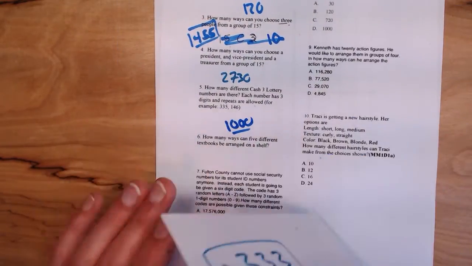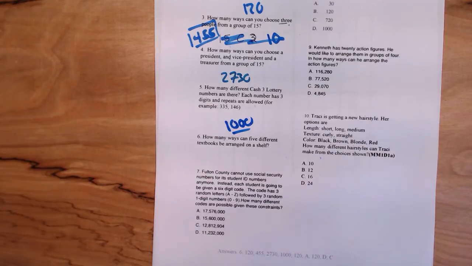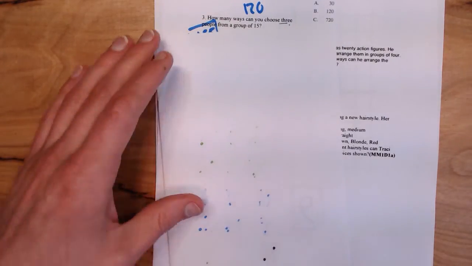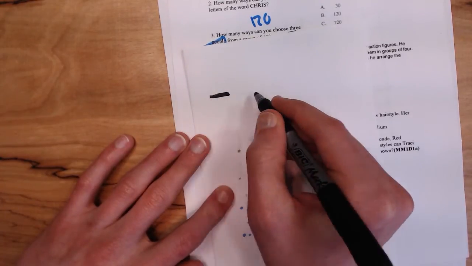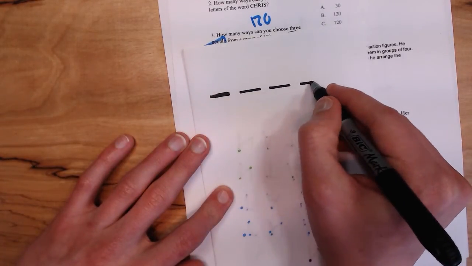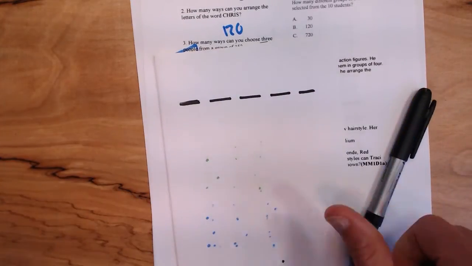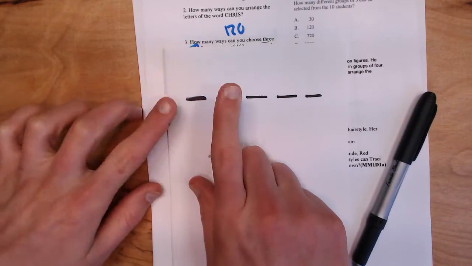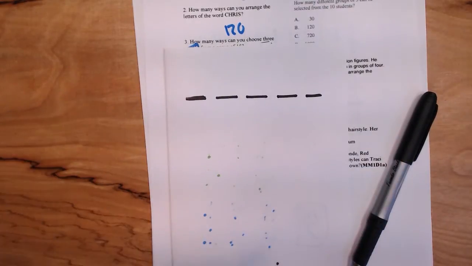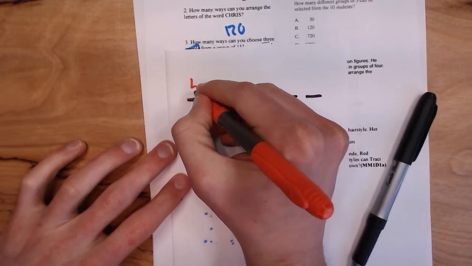Okay, number 6 says, how many ways can 5 different textbooks be arranged on a shelf? So we'll do our trusty drawing the blanks strategy here. So there's 5 different books, and there must be 5 different spaces for books because we're going to arrange them on a shelf. So let's say these are the 5 different spaces where the books can go. And how many options are there for the first location? How many different books could we put here? So when we first start out, there are 5 total books, so we have 5 options.